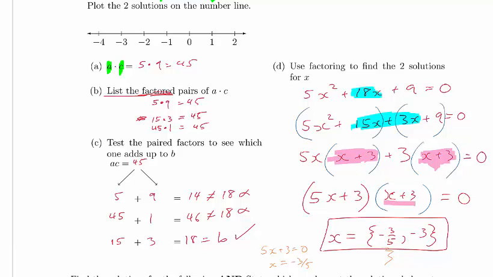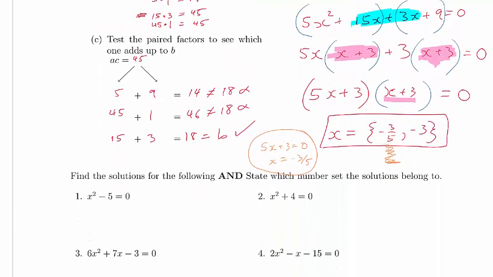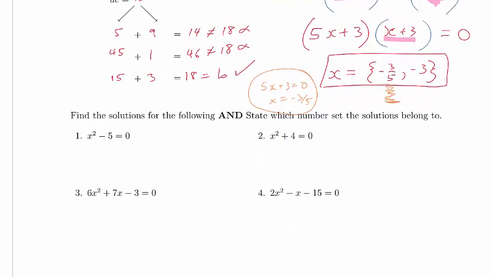But when you're still learning, if this negative 3/5 isn't obvious, just do this scratch work and it'll work out. Okay, so that is factoring. Let's go ahead and look at these next set of examples.